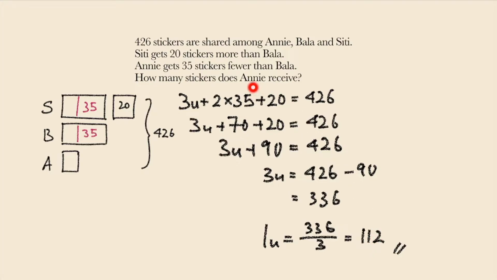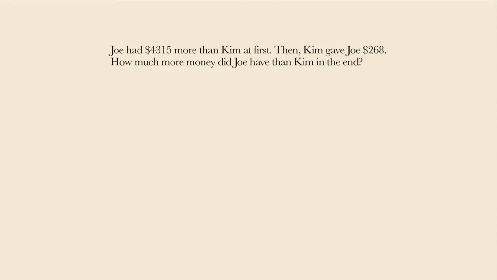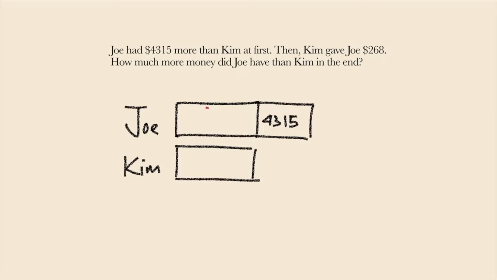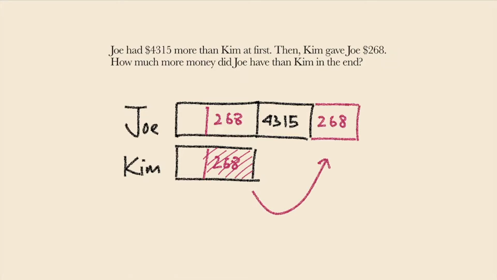Question, how many does Annie receive? So according to the diagram, this is 1 unit and we have our answer of 112. So let's show that Joe had 4315 more than Kim at first. Now I'm going to show Kim giving Joe 268, so 268 is being removed. Now if I can draw 268 here, I can also draw 268 above. Now I'm going to move that 268 to Joe as shown here.